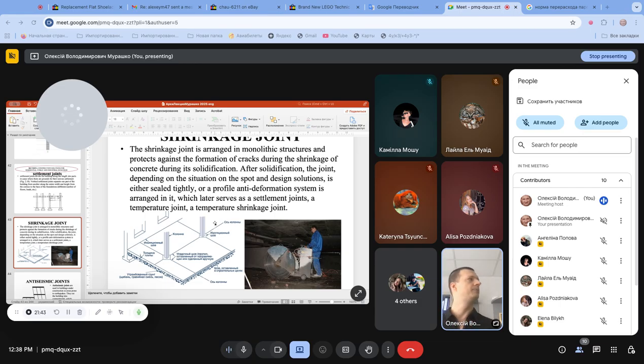This type of joint is used in cast-in-situ concrete, in cast-in-situ floors, because shrinkage, after you have poured the concrete, leads to cracks inside of it. And if you do not split it with joints, the crack will split it instead of you.